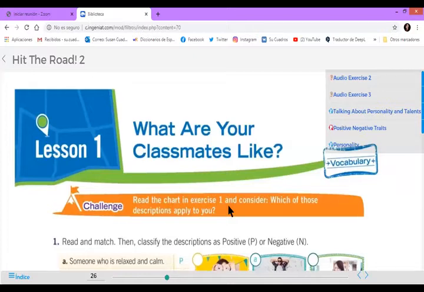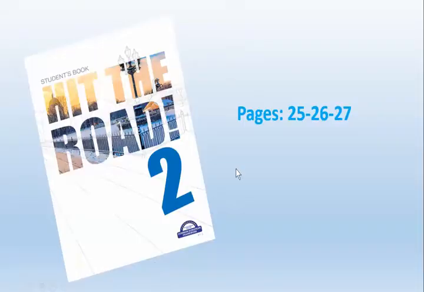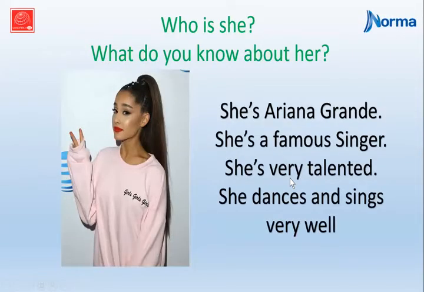All right, to continue with this topic, we're going to the next page, page 26. What are your classmates like? This question is about describing your partners, describing probably their personalities. And to do that, we're going to check some of the vocabulary we need to describe people. Okay, to describe people, we're going to begin first knowing the people, okay? Look at this girl. Who is she? And what do you know about her?